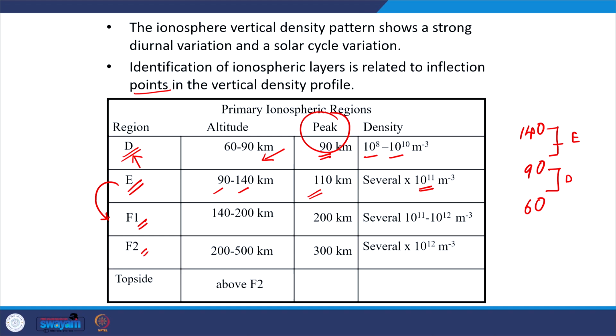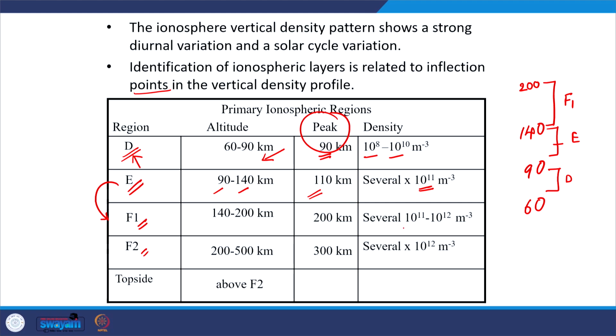So, F1 is the first layer, 140 to 200 kilometers. So, it is 140 to now it is 200. You always remember these values. This will be very helpful in your assignments and your end-term examination as well, right. So, 140 to 200 is F1, and peak is at 200 kilometers, almost at the top.